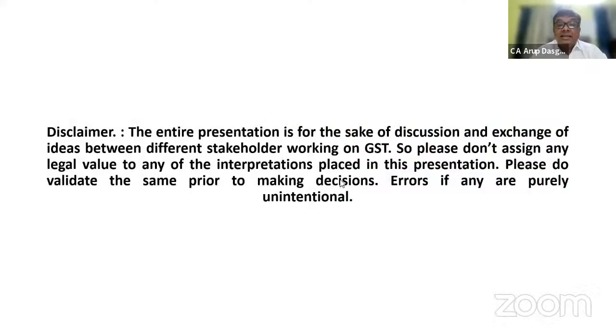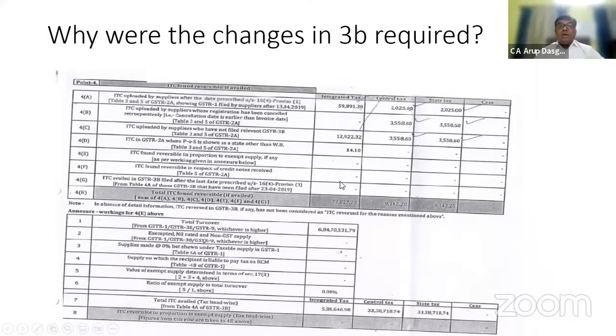So the question, basically the answer to this particular question lies in the next slide that I'm going to show to you, wherein, see what happened. So ASMT 10, this is ASMT 10. It's an annexure of ASMT 10.